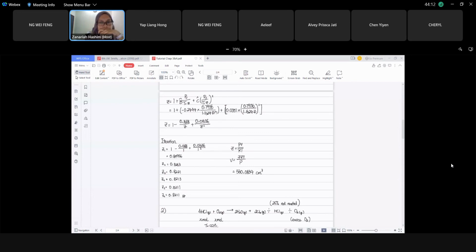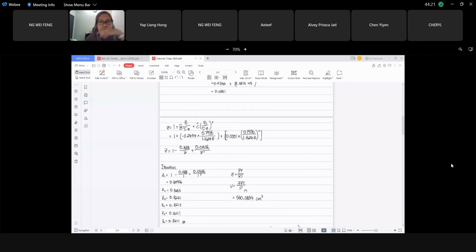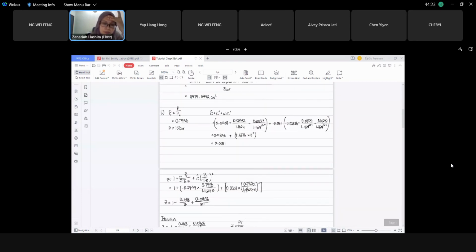Okay, ada tak yang buat pakai Lee Kessler? Do you want to show us your answer? Kalau you buat pakai Lee Kessler, dalam jalan kerja tu you kena tunjuk tau you ambil value apa. You cannot just write down your final value for the Z0 and Z1. You have to show us what is the value that you take from the table, so that we know the process of calculation. Kena tunjuklah jalan kerja.